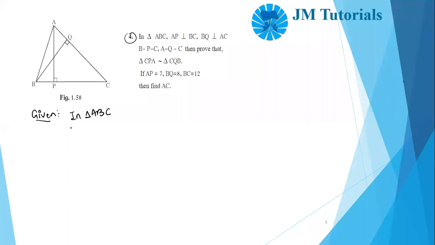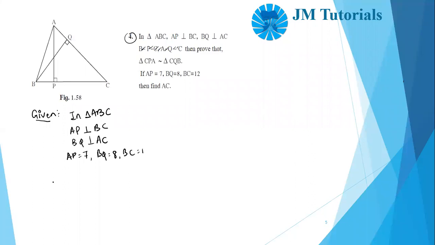AP is perpendicular to BC, BQ is perpendicular to AC. You can go without writing this. Okay, or what else is given? AP is 7, BQ is 8, and BC is 12.